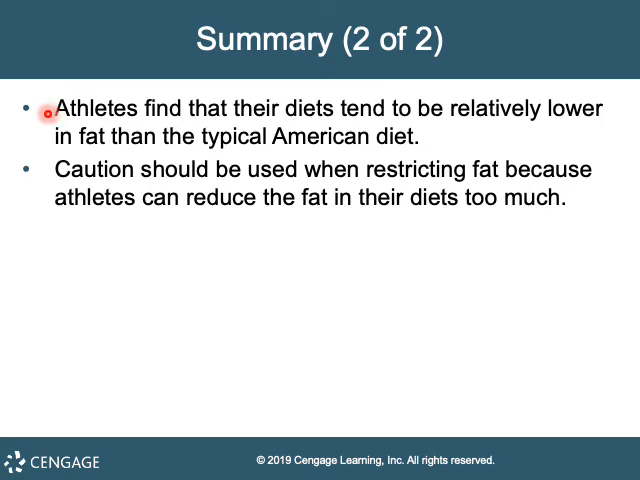Athletes find that their diets tend to be relatively lower in fat than the typical American diet, which is good. And they also want to focus on the healthier types of fat. Remember that the general recommendation was about 1 gram per kilogram. But first and foremost, it's important that they meet their protein and their carbohydrate needs. Caution should be used when restricting fat because athletes can reduce the fat in their diets too much, and that can hinder both their health and their performance.